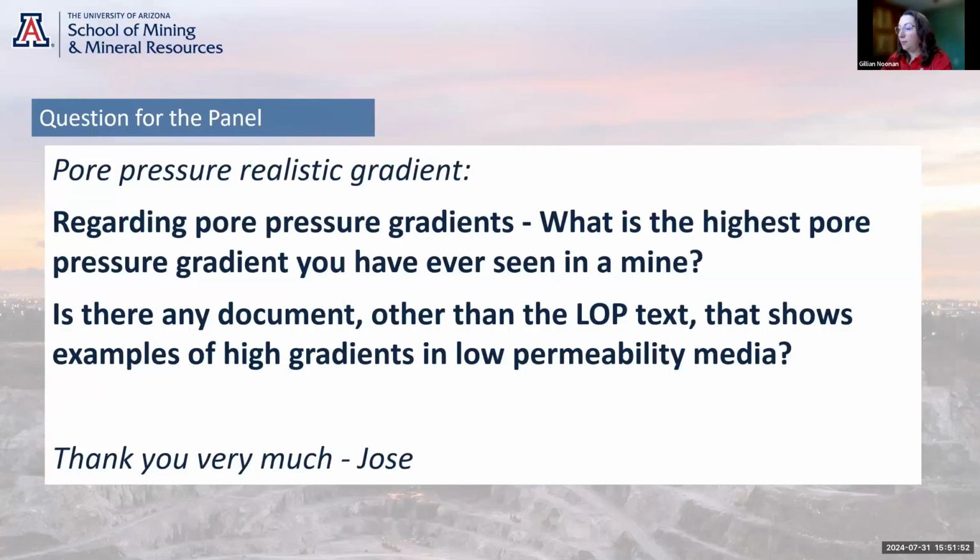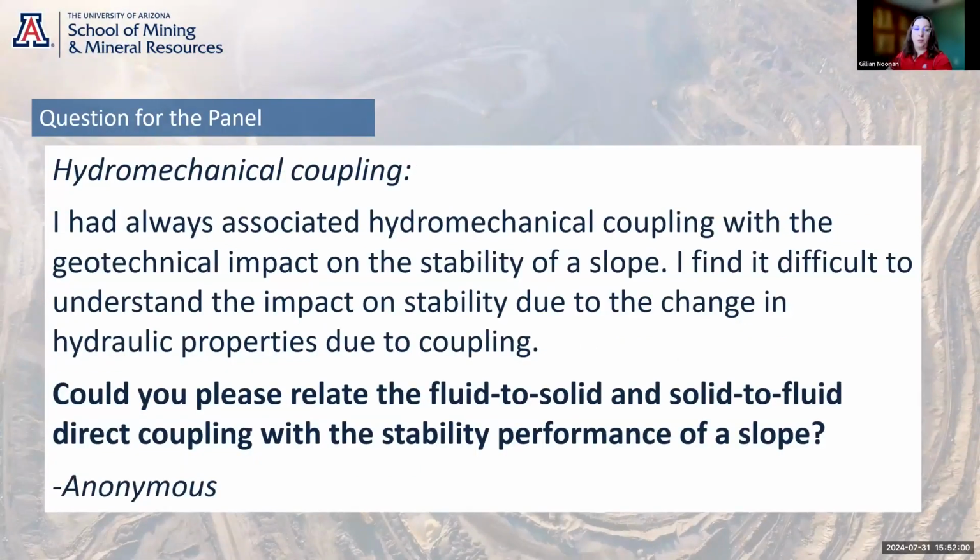And Jeremy, that leads in well to a question, I believe, on hydromechanical coupling. I will pull up, that also came from one of our course participants. So just asking a little bit more about relating the fluid to solid and solid to fluid direct coupling with the stability performance of the slope. So this person says they have always associated hydromechanical coupling with the geotechnical impact on the stability of a slope. I find it difficult to understand the impact on stability due to the change in hydraulic properties due to coupling. So could you please relate that coupling with the stability performance of a slope, and just explain that a little bit?